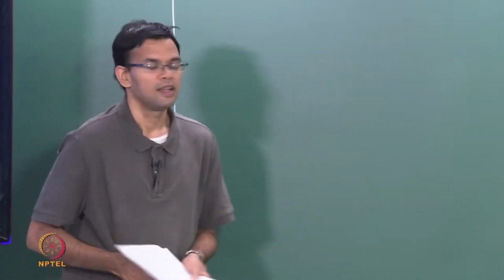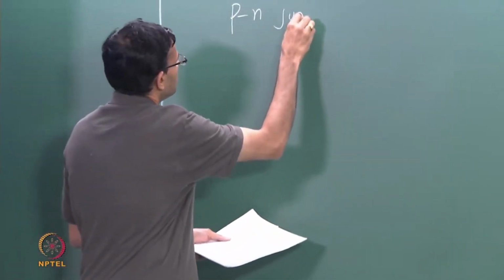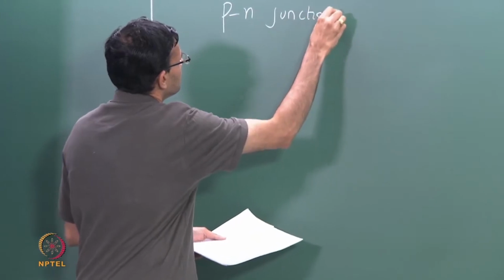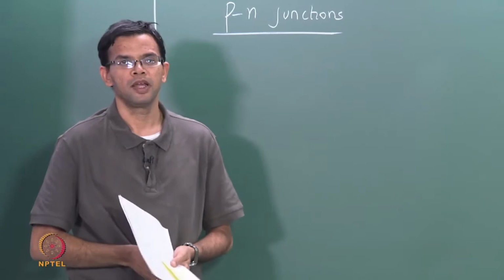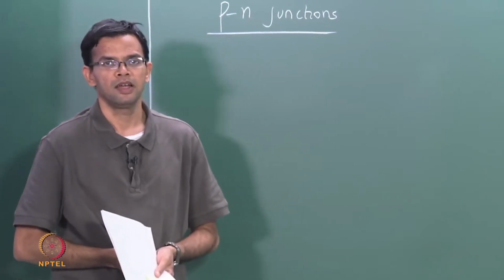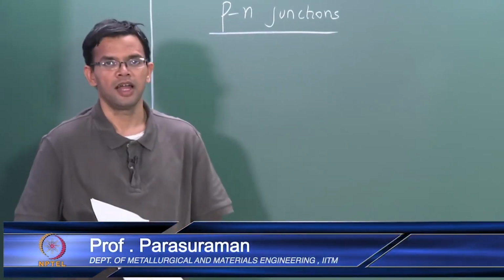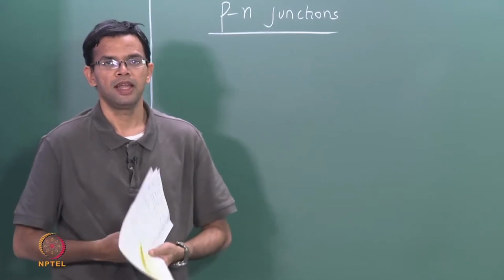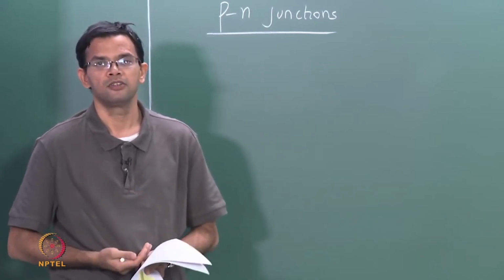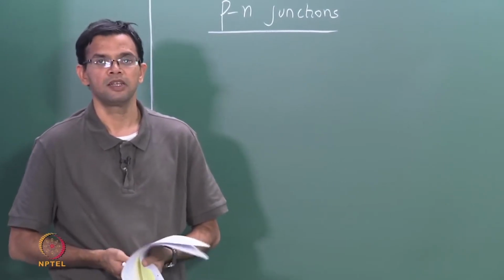Let us start with a brief review of last class. Last class we started looking at p-n junctions. A p-n junction is formed by combining a p-type semiconductor and an n-type semiconductor. We said that these junctions are ideal, so that there are no defects, and both the p and the n-type are from the same material. So you could have a junction between p-type silicon and n-type silicon.